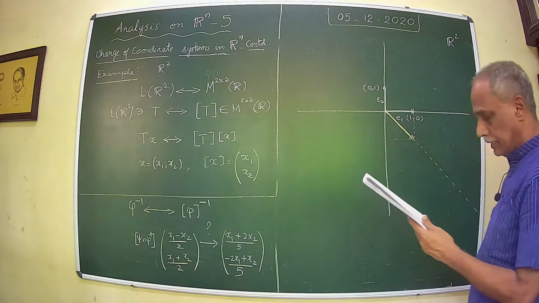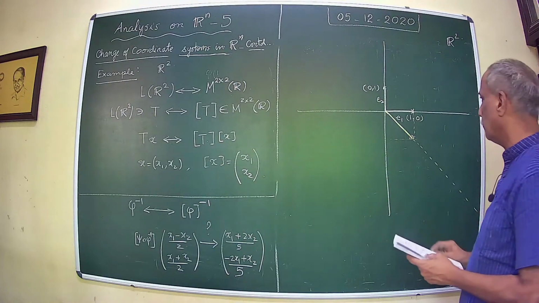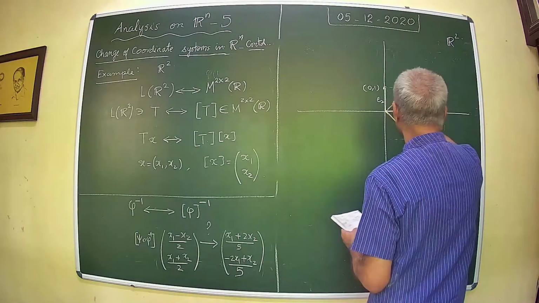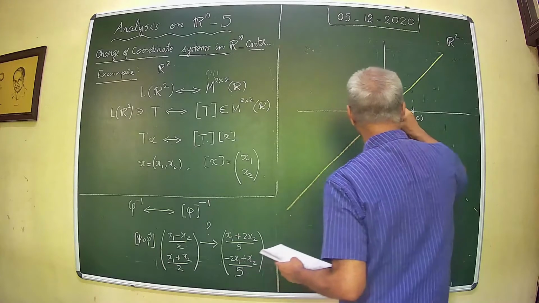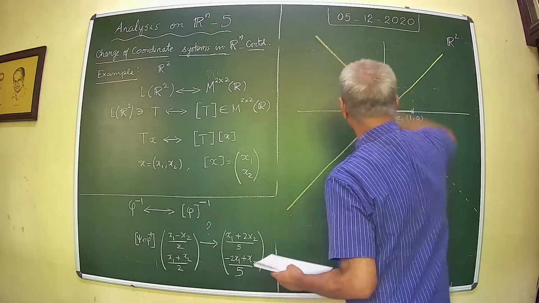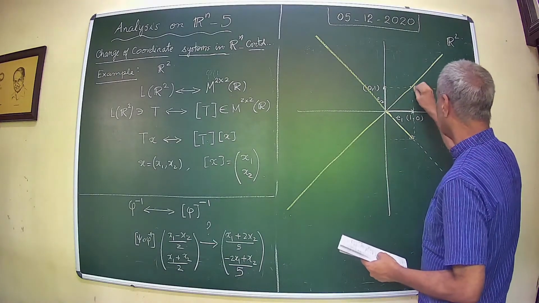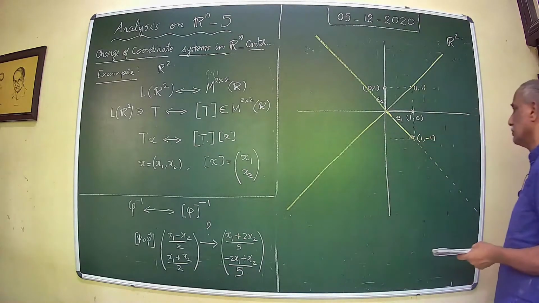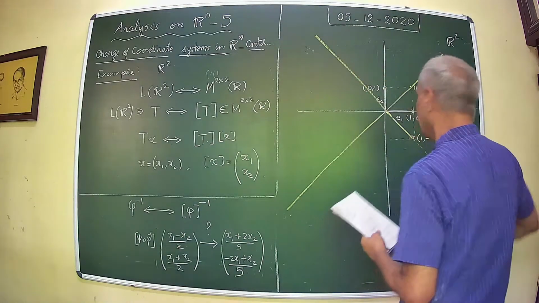And then you have 1 minus 1 and 1 1. 1 1 is of course this. So this is the coordinate axis. Okay, so this is 1. This is 1. One minus 1 and 1. So this is the new coordinate system that you have introduced.